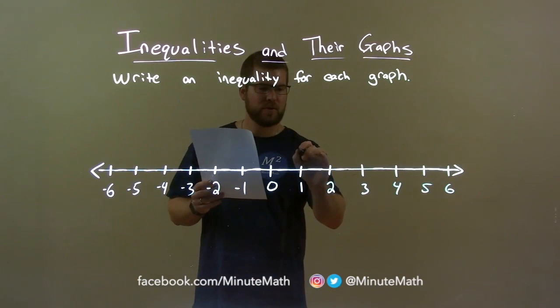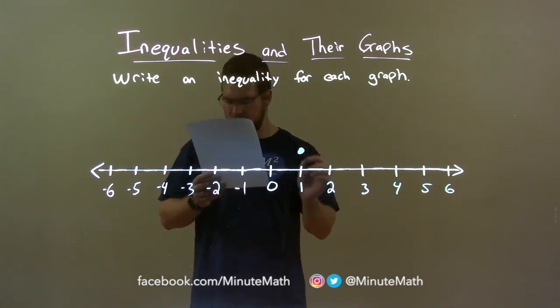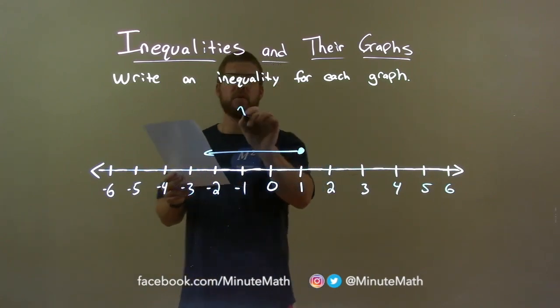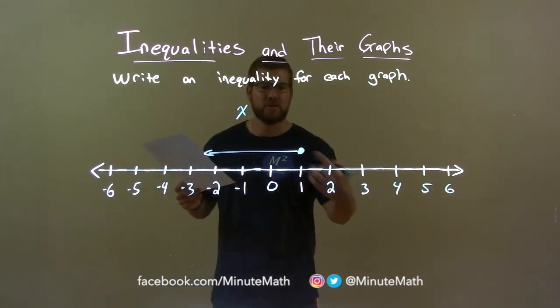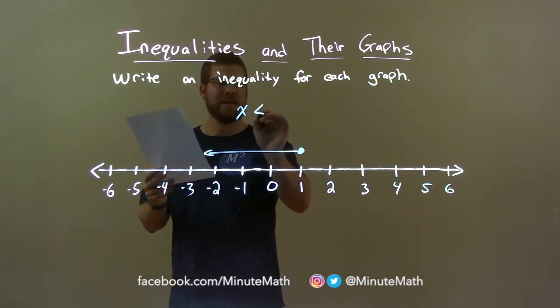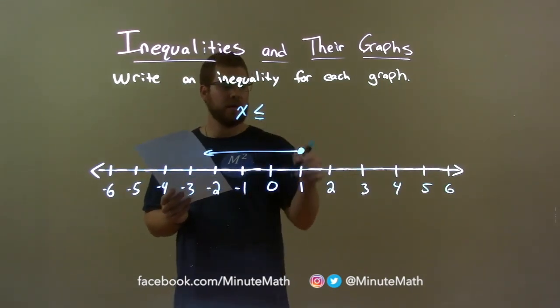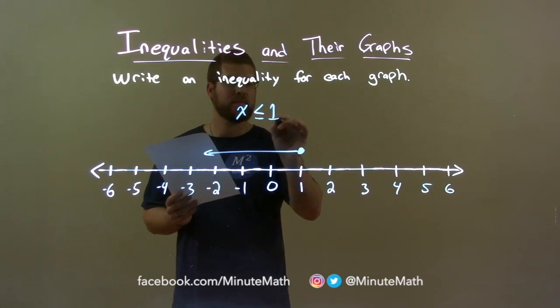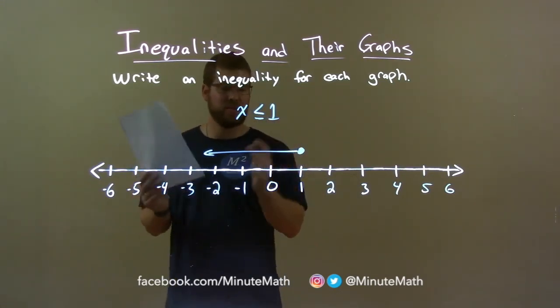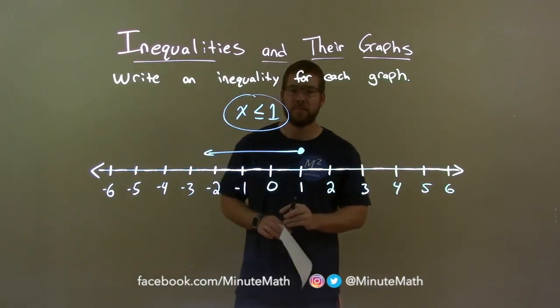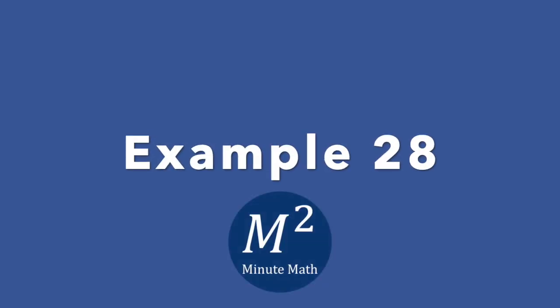We got a closed circle here at 1, and it's shaded to the left. Let's use the variable x here, and since it's shaded to the left, we have to use a less than sign. Closed circle tells me it's equal to as well, and the number we're at is 1. And so now we have our answer, the inequality for the graph. X is less than or equal to 1.